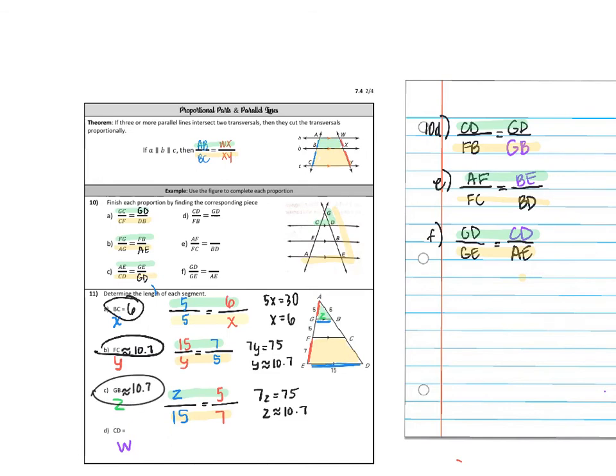Okay, pause the video here and try example D on your notebook paper. Press play again to see the solution. Okay, here's your solution. So I chose to use the top triangle and the bottom trapezoid. I got exactly 8.4, which is why I didn't use the approximate sign here. I kept the equal sign.